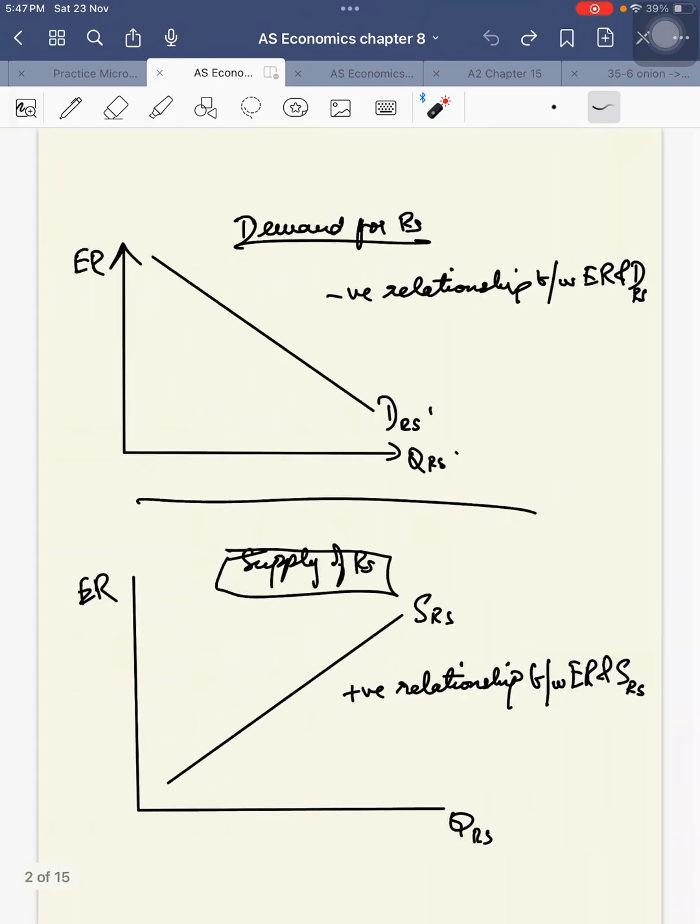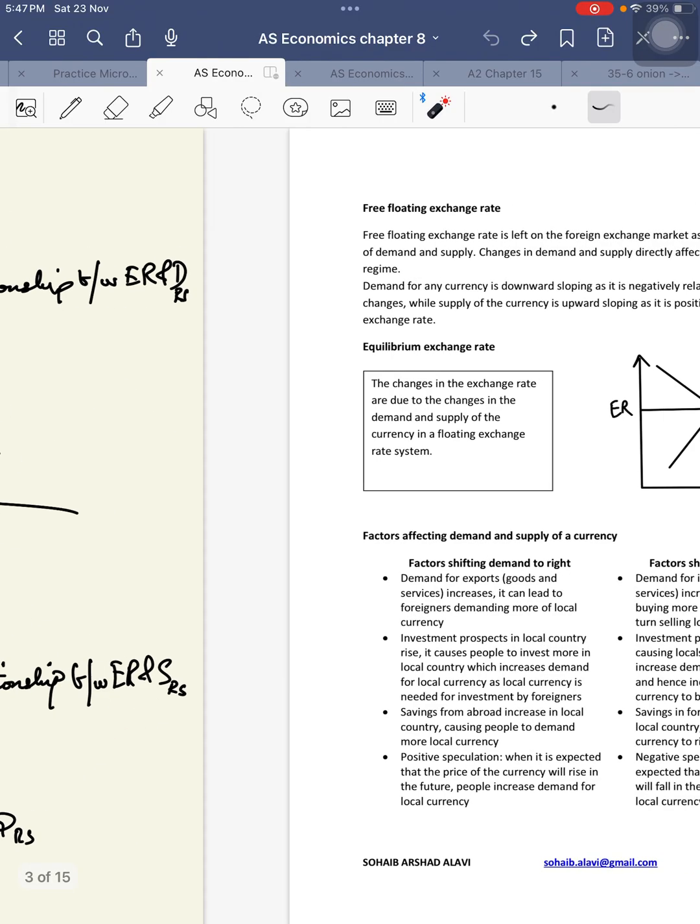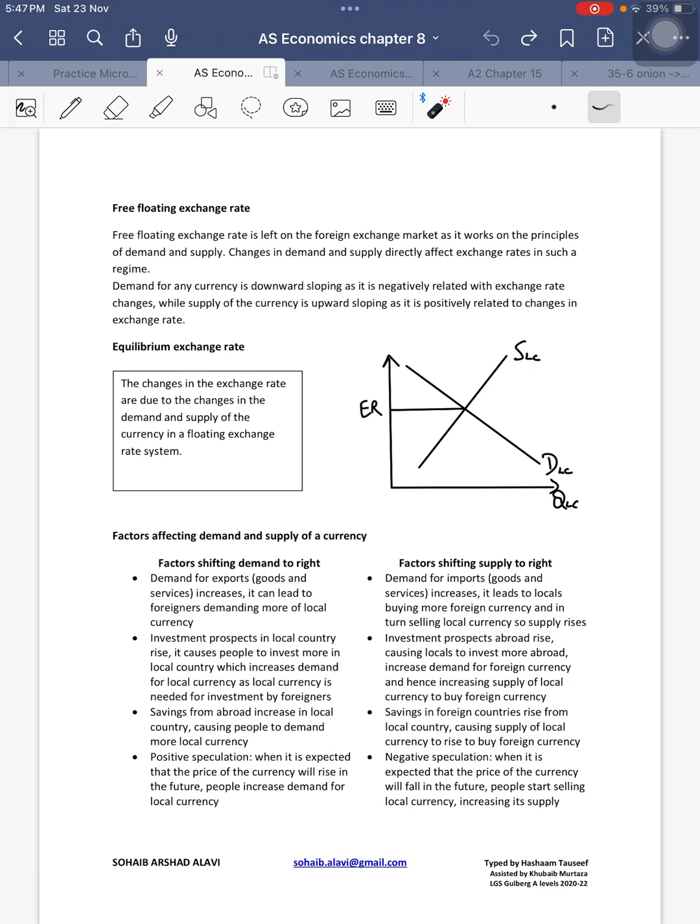I've actually drawn this here. So the supply of the currency is an upward sloping curve. Why? Because of the positive relationship between the exchange rate and the supply of the local currency. Why is there a positive relationship between the exchange rate and the quantity supplied of the local currency? Because as the price of the currency rises, the quantity supplied of the currency rises, because there is a greater incentive for the suppliers of the local currency to keep on supplying it. And that is the reason why the supply curve is an upward sloping curve. So this is very straightforward.